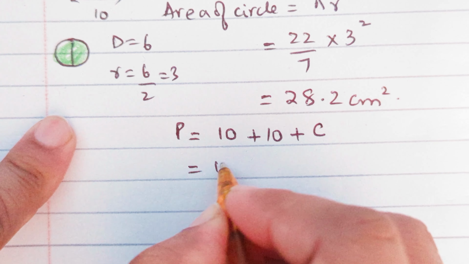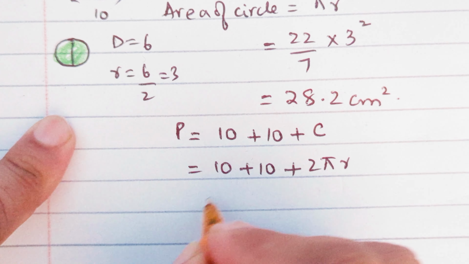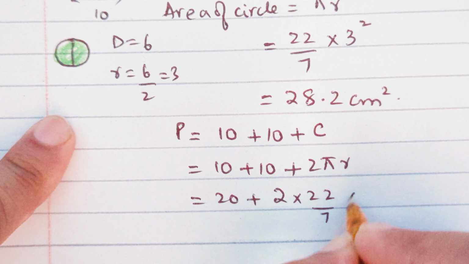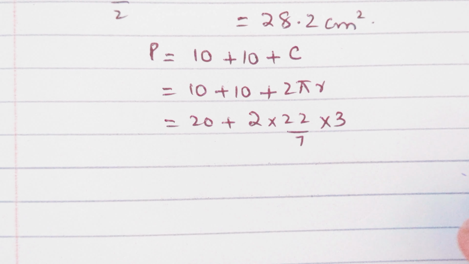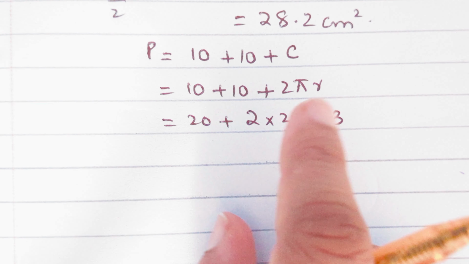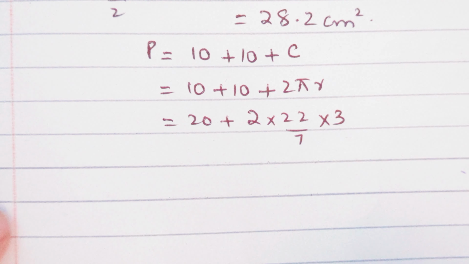So what we will do, we'll use the formula 10 plus 10 plus 2 pi r, which is 20 plus 2 multiplied by 22 upon 7 multiplied by 3. So 2 multiplied by 22 is 44. 44 multiplied by 3 is equal to 132. 132 divided by 7 is equal to 18.85.